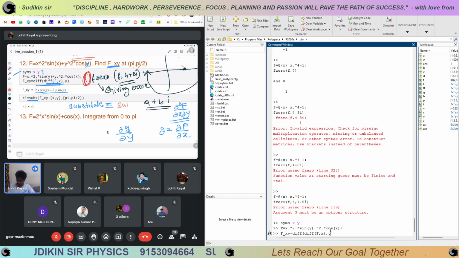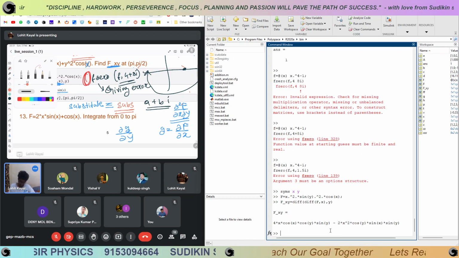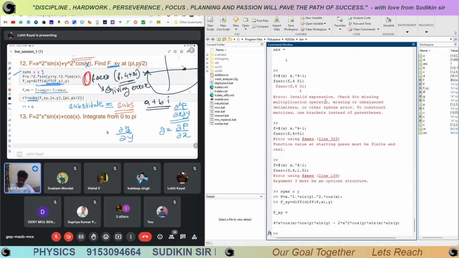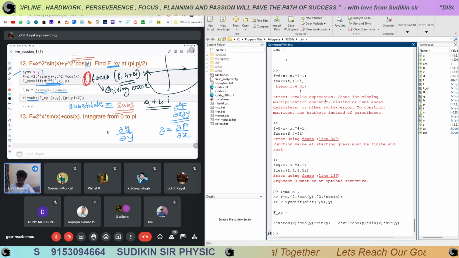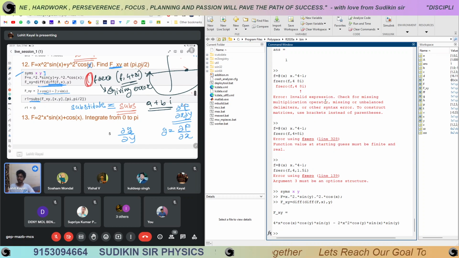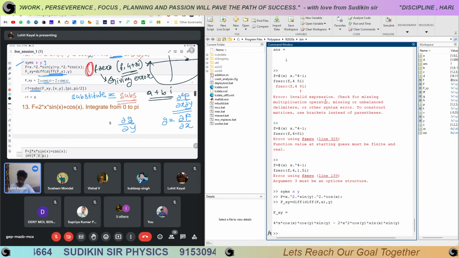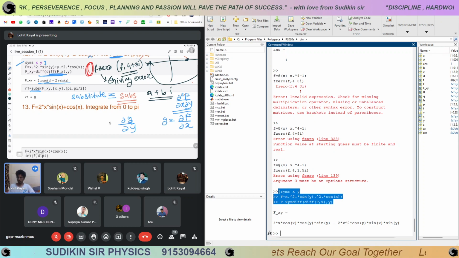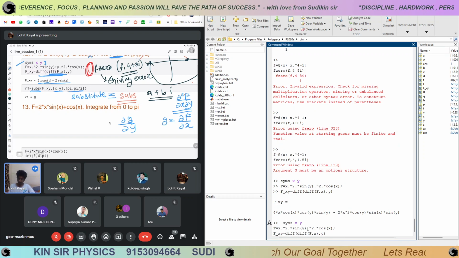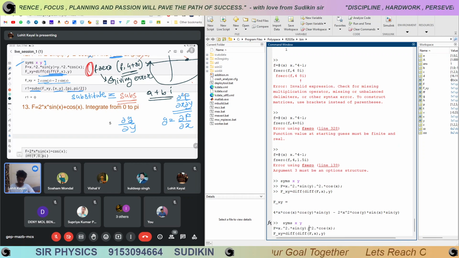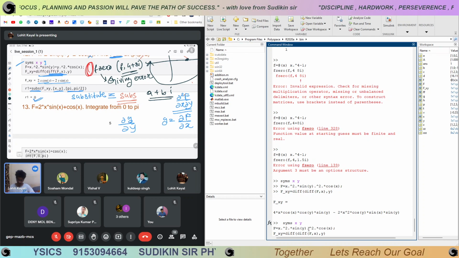In MATLAB we write it as subs. So f of x, y, this is the syntax, comma x, y, comma pi by 2. Simple. In place of x, I will put pi. In place of y, I am putting pi by 2. Now, if you have a single variable, then it is very easy: x, comma pi. But here you have multiple variables, so you have to put it inside brackets, and this is the syntax for that, and you will get the final answer 0. All right. I hope this is clear.